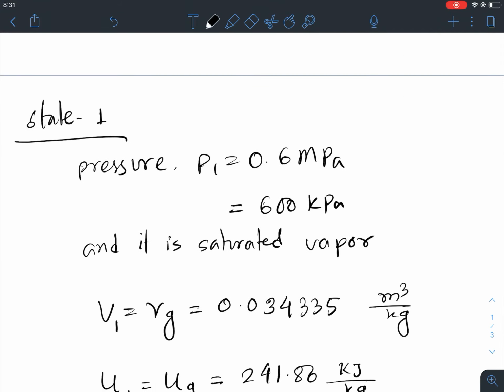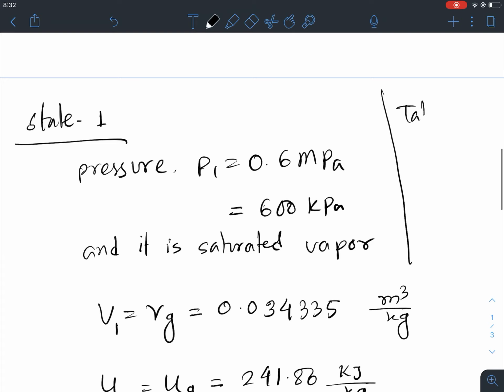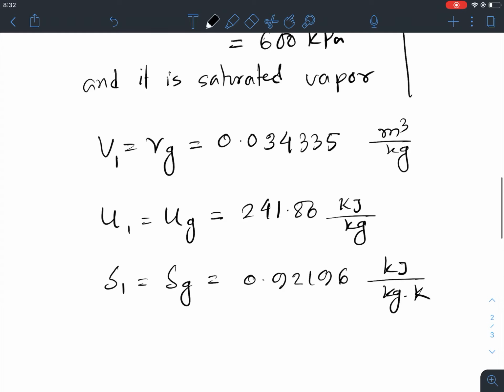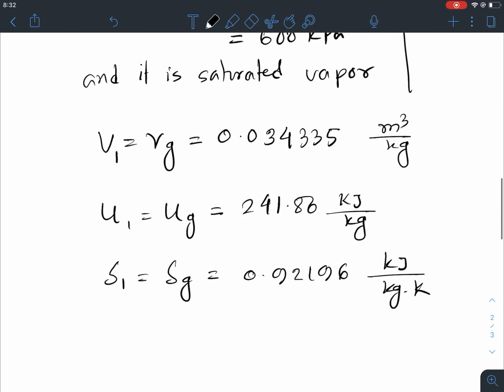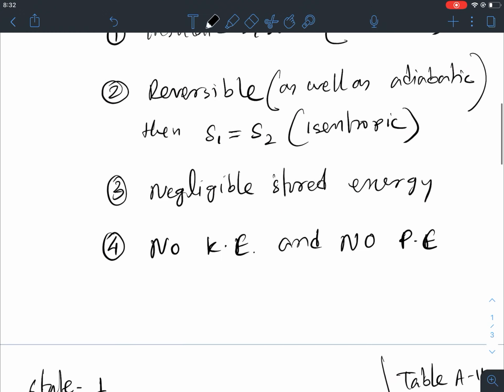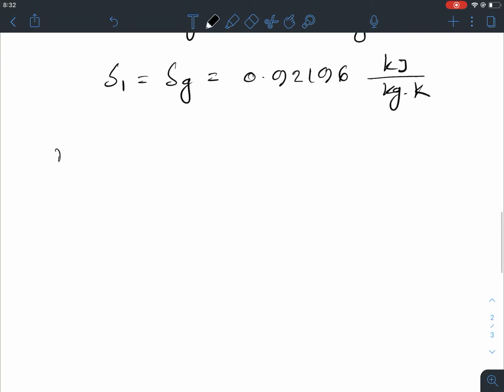So at state 1, P1 equals 0.6 megapascal, with respect to that I went through the tables A11 to A13 and got all those values, right? So for example, for 600 kilopascal and saturated refrigerant vapor, I got the specific volume, the internal energy, and I also got the entropy. Now we don't know how much refrigerant there is. We just know the volume, right? So let's determine the mass.